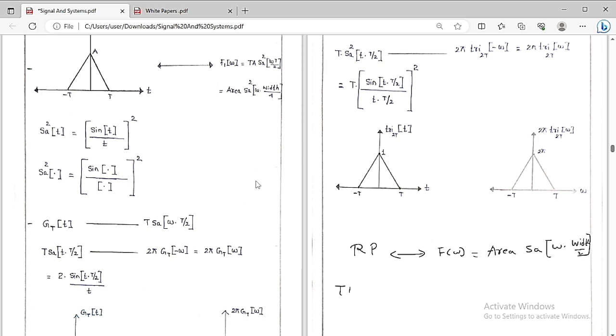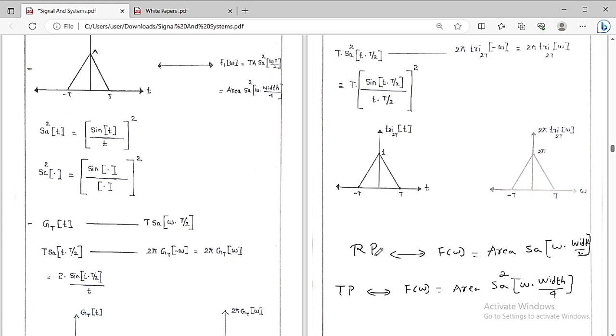For a triangular pulse, what is the Fourier transform? For a triangular pulse, the Fourier transform is equal to area into Sa of omega into width by 4. Again, do the Sa square here. That's it. So these things you always have to keep in mind.